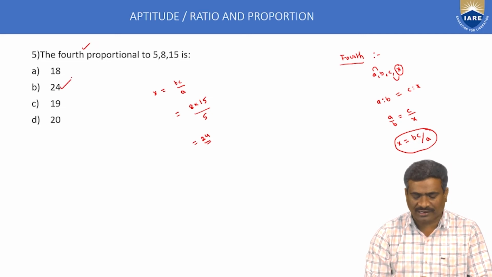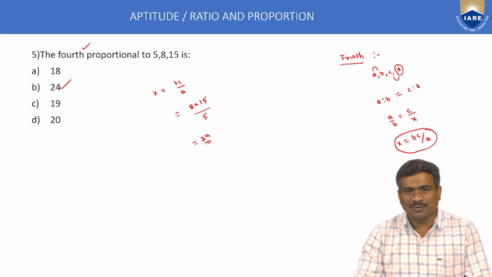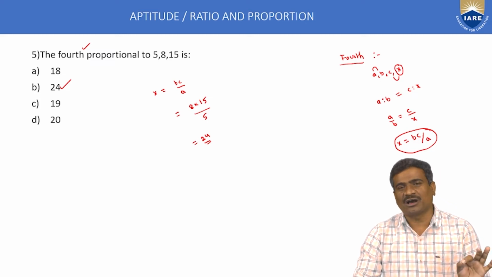Option B only correct. This is about fourth proportional, mean proportional, middle, third proportional, third, fourth proportional, fourth, by using proportion application.